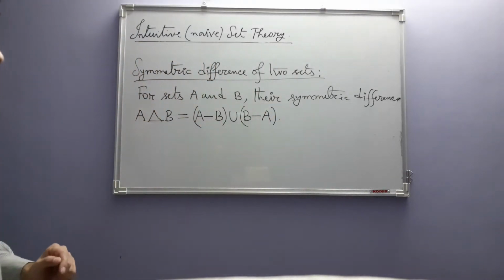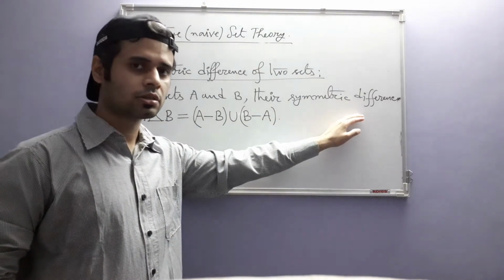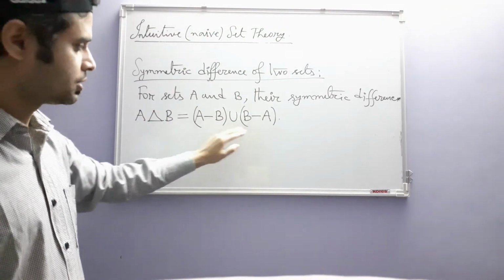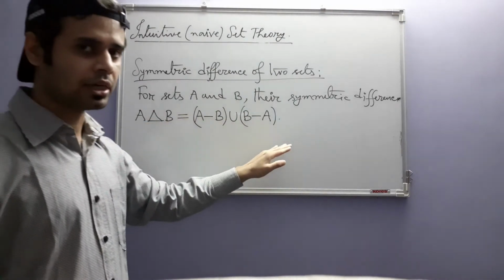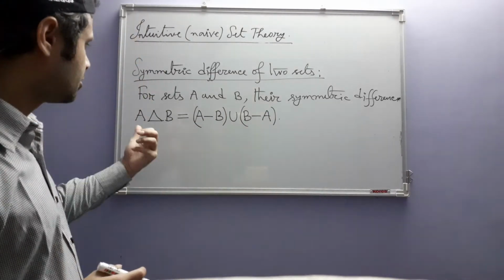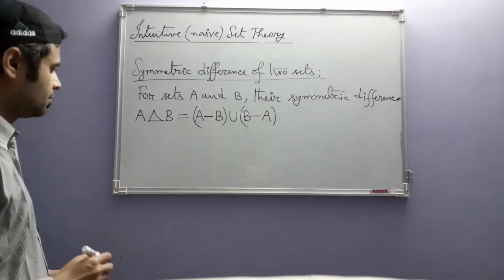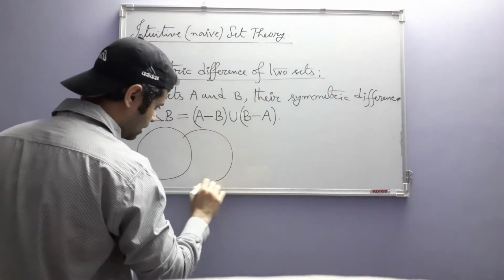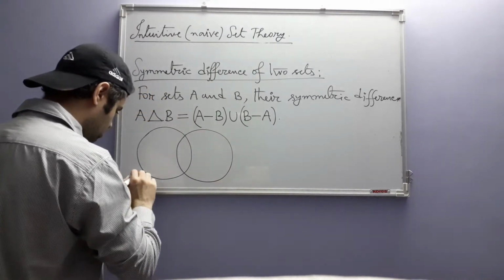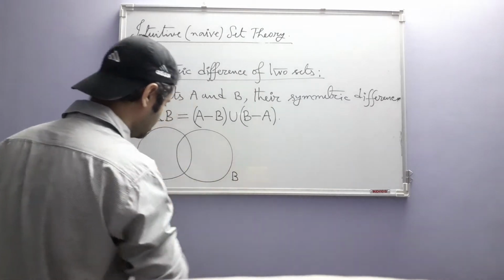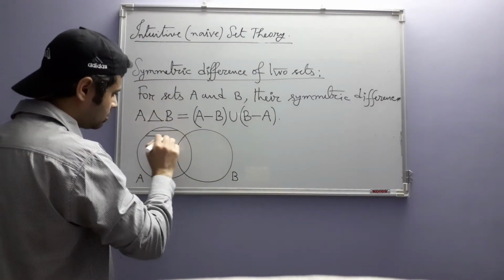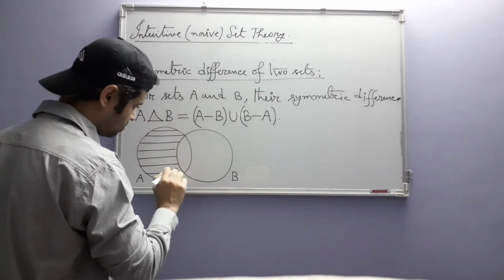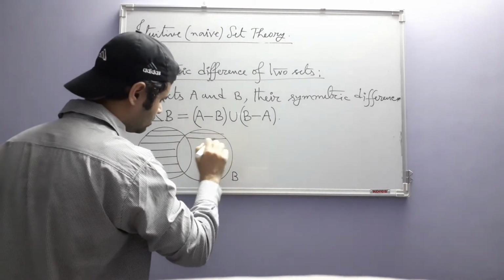This is the symmetric difference, and now you can see why it's called symmetric difference. It has both the differences available for two sets A and B. We have A minus B and B minus A. Their union is called the symmetric difference of A and B. In terms of Venn diagram, we can try to see what the set is. Suppose this is A and this is B. So A minus B is this part, and B minus A is this part.